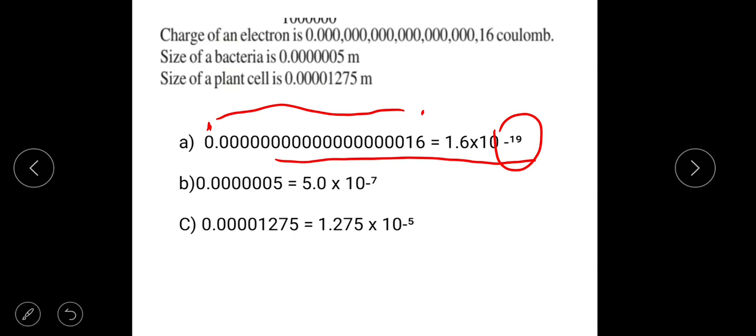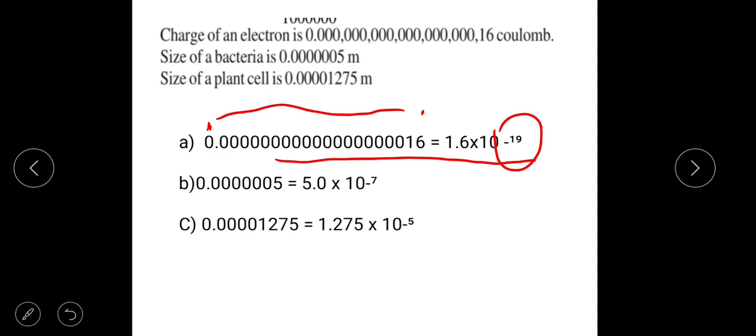Next one, the size of a bacteria is 0.0000005 meter. Then here, after the decimal point, before 5, after 5, right? And including 5, how many numbers? 7 numbers. So 5.0 into 10 raised to minus 7.